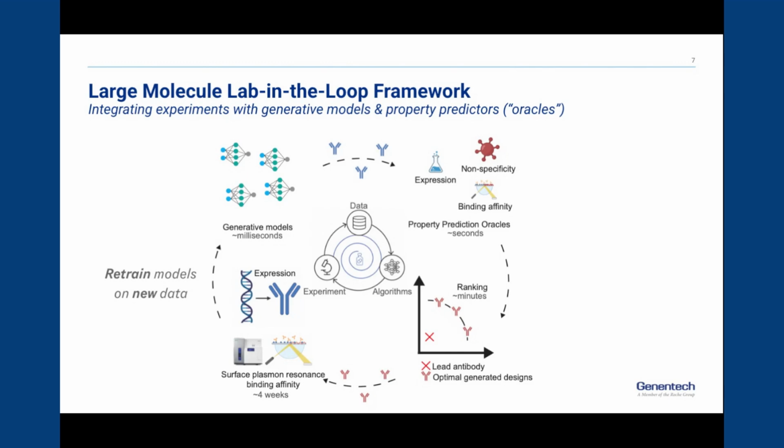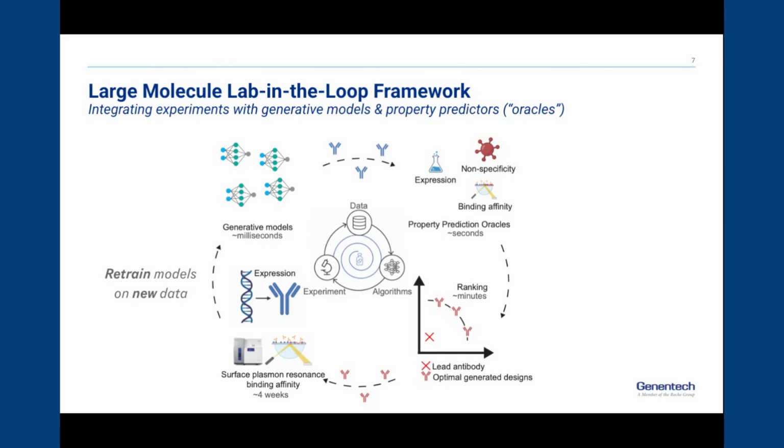First, we send the designs to Twist to get the molecules, to measure the expression, and after that we can measure the binding affinity against the target using SPR, or surface plasmon resonance, and of course we can also do additional functional screening and other characterization of these antibodies. The most critical part is getting the data back from the lab and feeding it back into the generative models and property predictor oracles, such that these models can improve over iterations of lab in the loop.